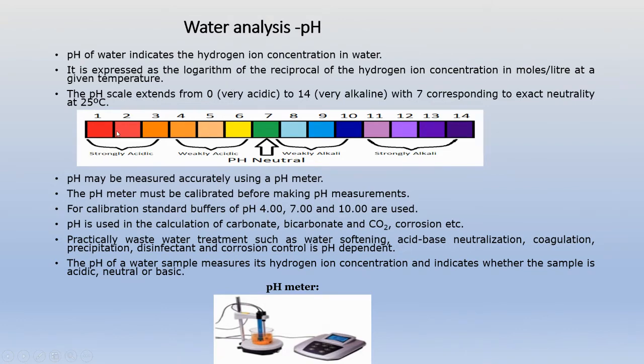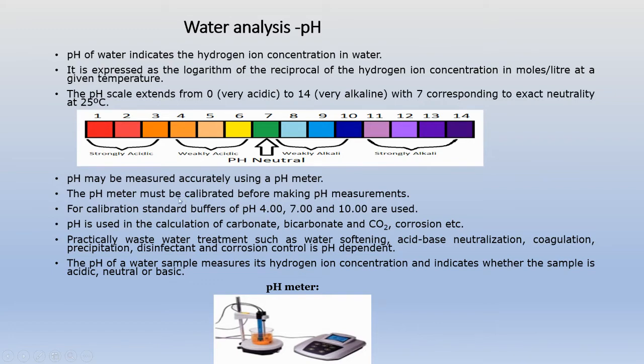So in the picture you can see the scale ranges from 1 to 14, and 7 is neutral. 1 to 3 is strongly acidic, 4, 5, 6 is weakly acidic, above 7, 8, 9, 10 is weakly alkaline, and more alkaline is 11, 12, 13, 14. And this pH can be measured using a pH meter.